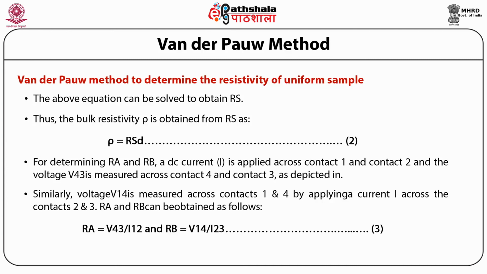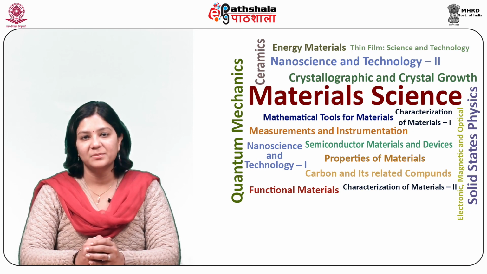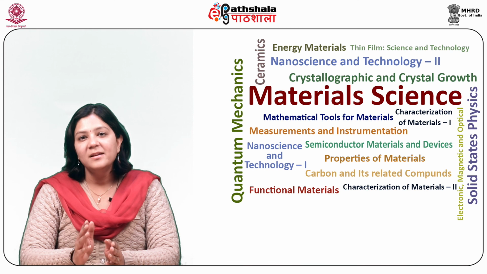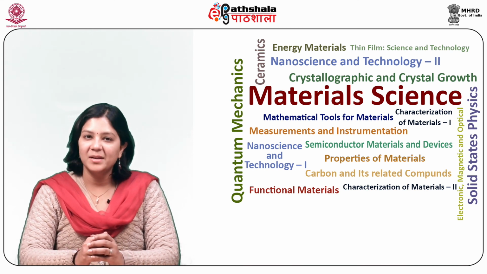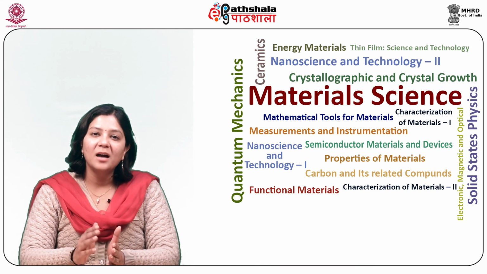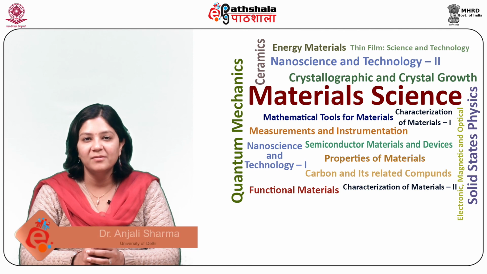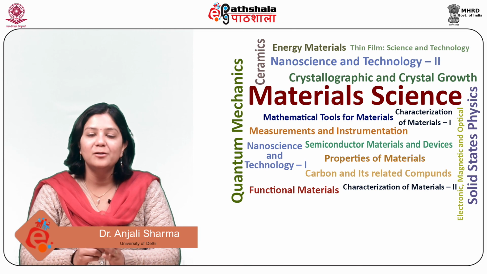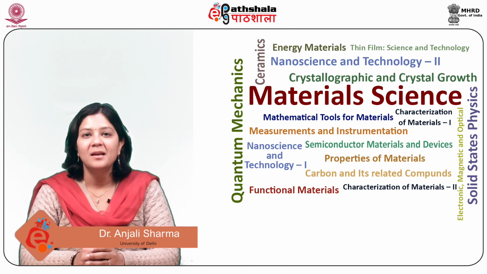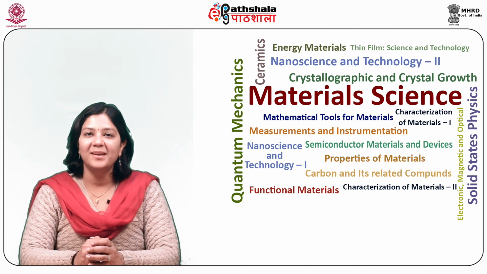V14 divided by I23. So students, let us now summarize what we have learnt in this module. We have seen the difference between 2-probe and 4-probe methods of resistivity measurements. We also saw how the 4-probe method is used to determine the resistivity of thin film. What are the advantages of the 4-probe method over the 2-probe method? Which property of a material can be measured by the Van der Pauw method?